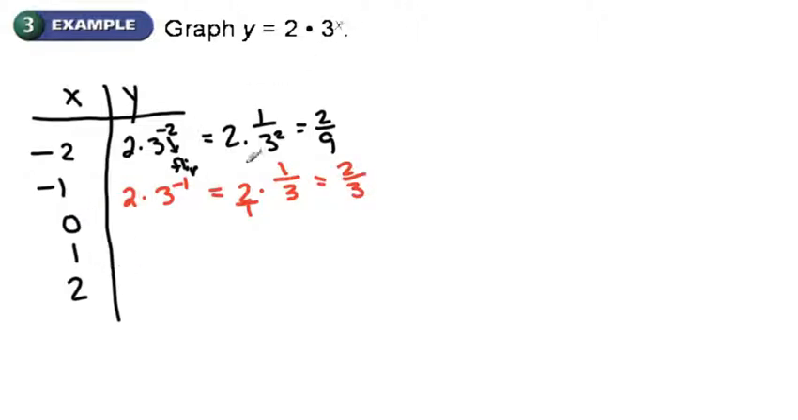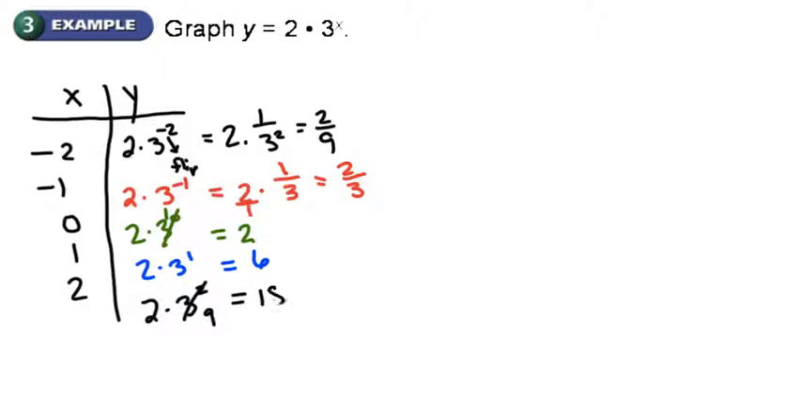Putting 0 in, 2 times 3 to the 0. What is anything to the 0 power? It is 1. So we have this become 1. 2 times 1 is 2. Putting 1 in up here, we have 2 times 3 to the first. Well, anything to the first power is just itself, so 2 times 3 is 6. And then putting 2 in, we have 2 times 3 squared. 3 squared we know is 9. 2 times 9 is 18.